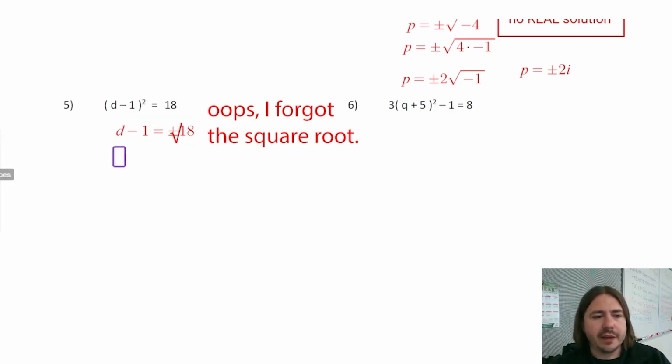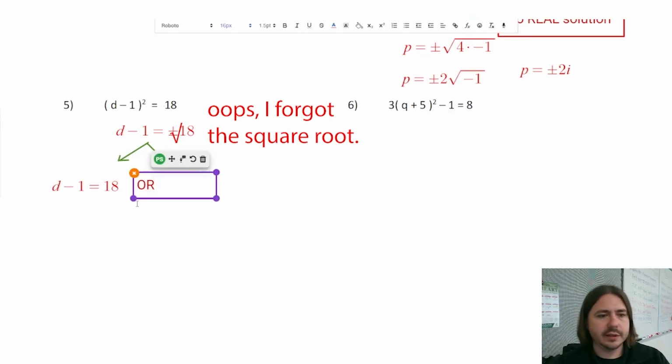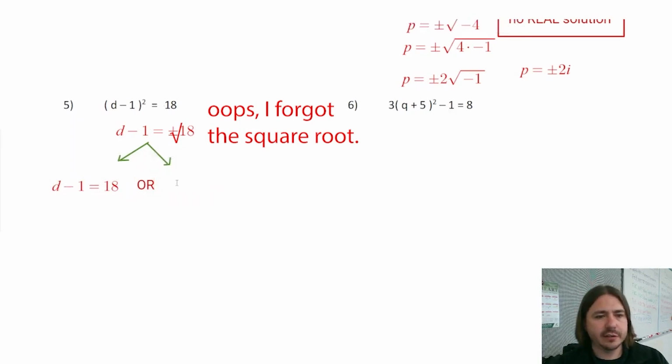Now, what I would recommend on problems like this one is we actually split this up into two separate equations because we're going to have to solve them independently. So we have either d minus 1 equals 18 or d minus 1 equals -18. You can see how this problem is a little bit different than the ones we did before. Now in both cases here, we're just going to add 1 to both sides.